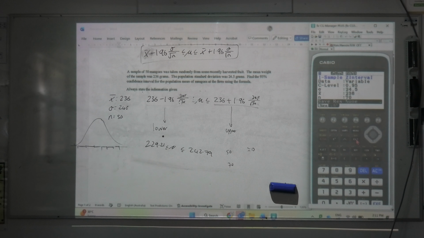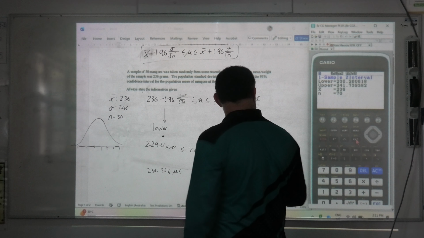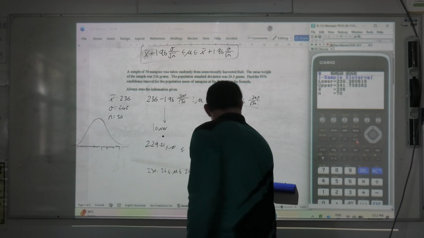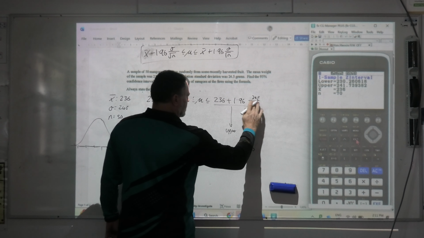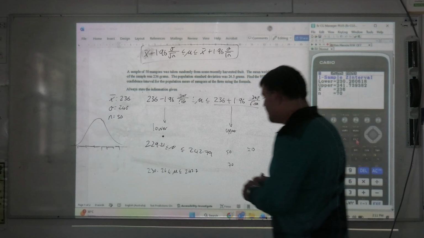Look what happens here. We get 230.26 is less than or equal to the mean, which is less than or equal to 242.7. So it looks like it's decreased slightly. So that makes sense. So let's now change this to, say, 150 this time. Okay, we have 150 samples. So let's go back and have a look at what's happening when we have 150 samples. So 3 times the amount.